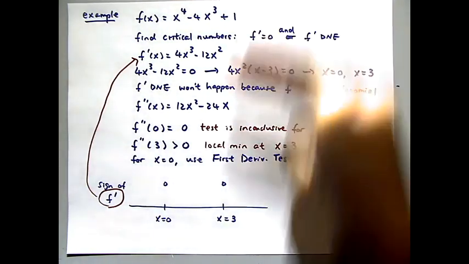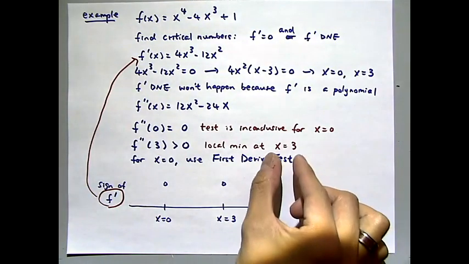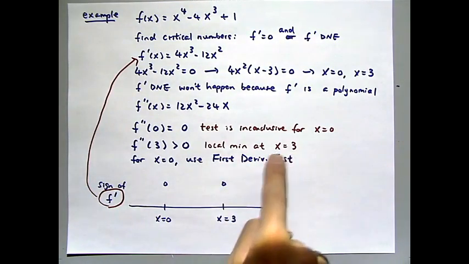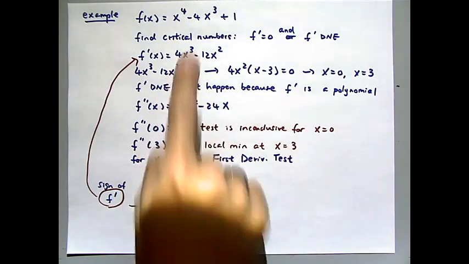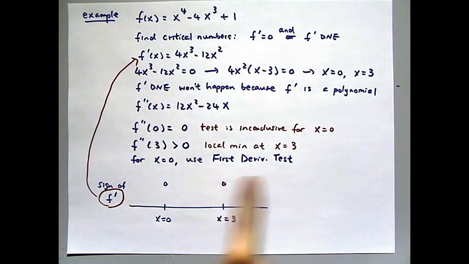The original function, you use that to find out the y value that goes with this one, for example. F prime tells you the slope. That's why you use it for the first derivative test. F double prime tells you the shape. That's what the second derivative test would need.